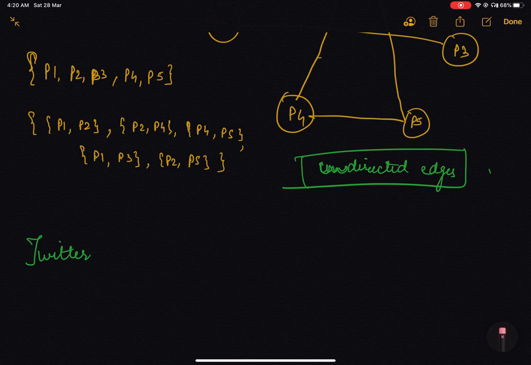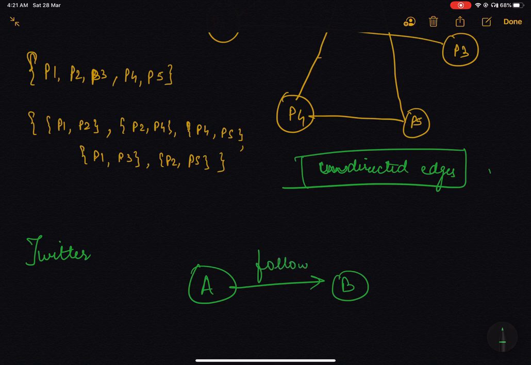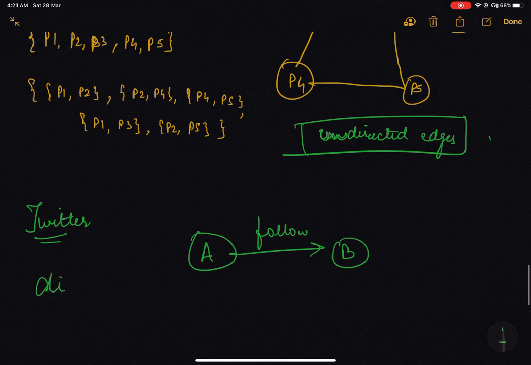In Twitter, if a person A follows a person B, let us say we draw an edge from A to B. Does this mean that B also follows A? No. So, in this case, we can say that Twitter has a digraph.